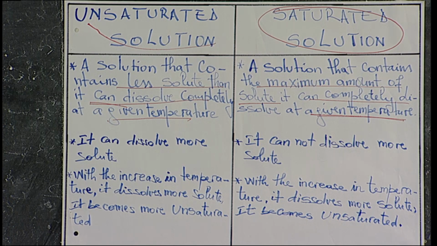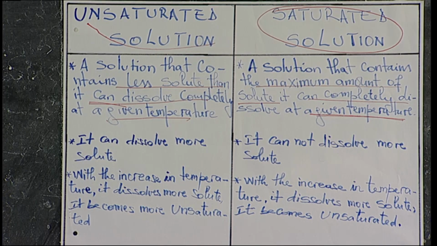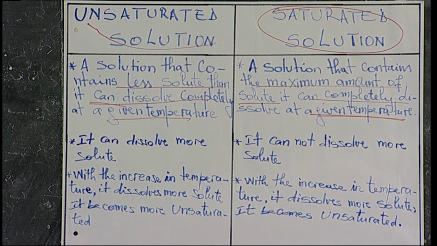I think everything is clear. At a given temperature, if you have a solution in which you can add more solute and it dissolves, that is an unsaturated solution. But if more solute can no longer dissolve, then that is a saturated solution. We have other characteristics of both solutions that we are also going to compare.